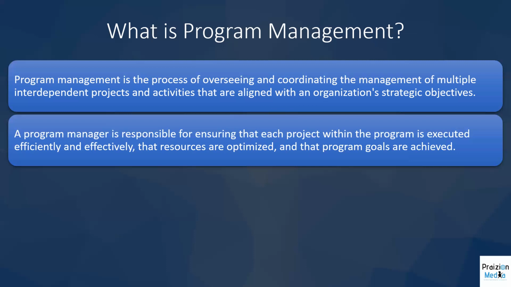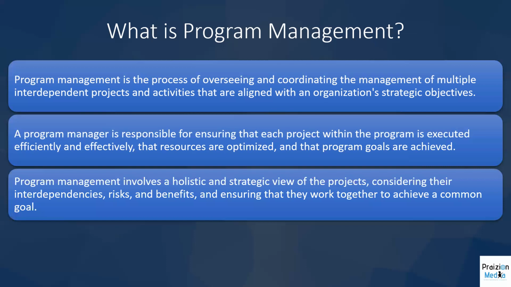The program manager is also responsible for ensuring that resources for all those projects are optimized. In other words, the program manager has a grandmaster view of all of those projects. And if those resources are scarce, which they typically are, it is the program manager's job to ensure that the resources are optimized appropriately and sensibly across all those projects in the program. And lastly, ensure that the program goals are achieved.